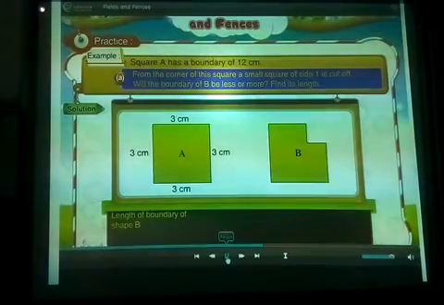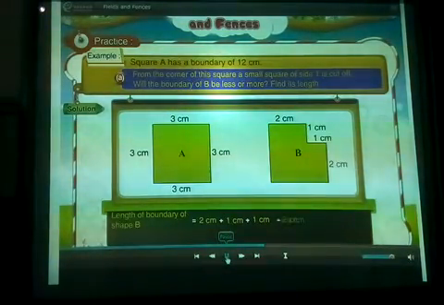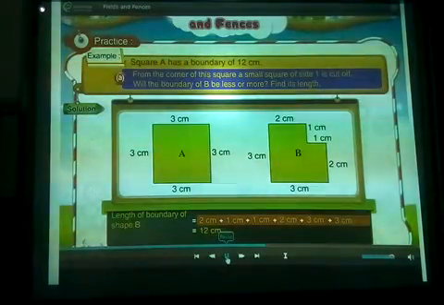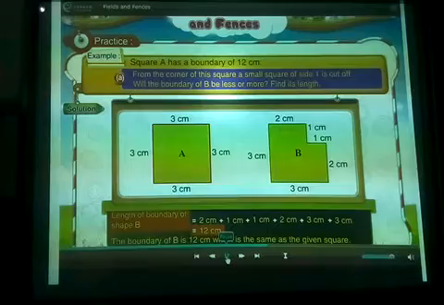The length of the boundary of shape B is equal to 2 centimeter plus 1 centimeter plus 1 centimeter plus 2 centimeter plus 3 centimeter plus 3 centimeter, which is equal to 12 centimeter. The boundary of B is 12 centimeter, which is the same as the given square.